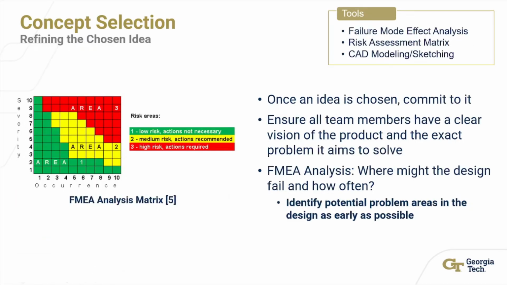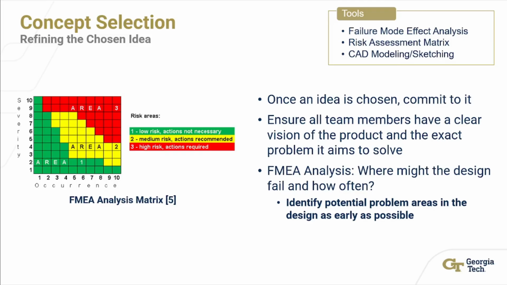And finally, we have to refine the chosen idea. Once an idea is chosen, it's time to commit. Ensure that all team members have a clear vision of the product and exact problem it aims to solve. Or else, what if the team members don't have alignment on the final vision of the product? It will be very, very ineffective and hard to design.